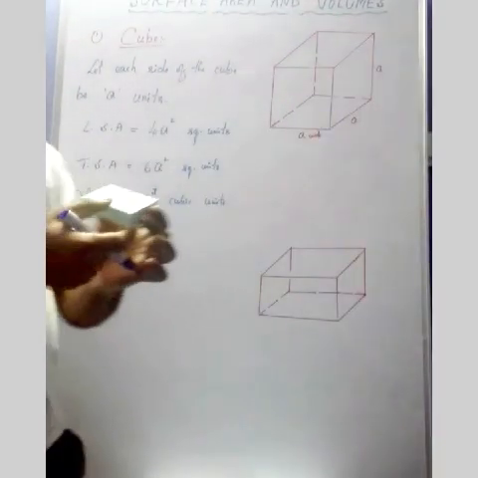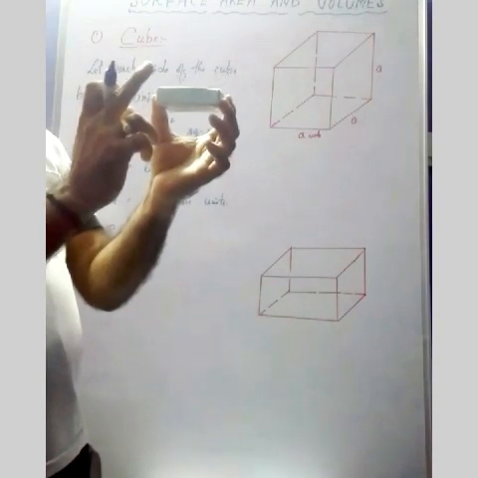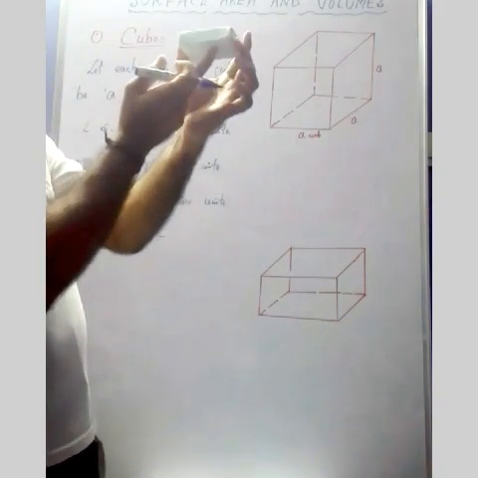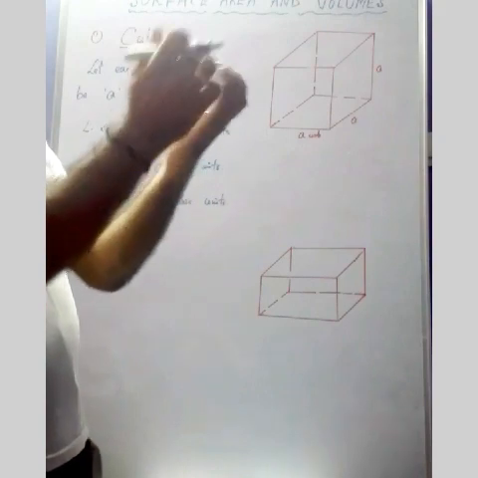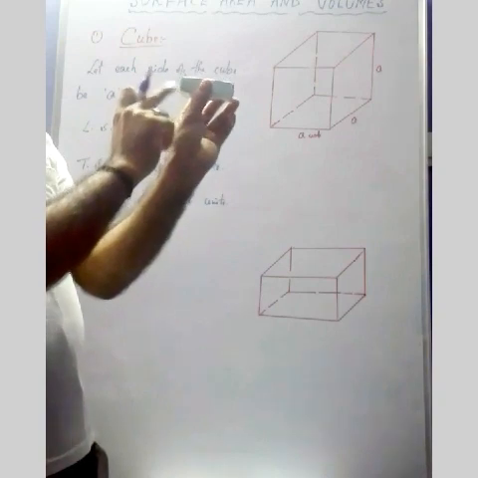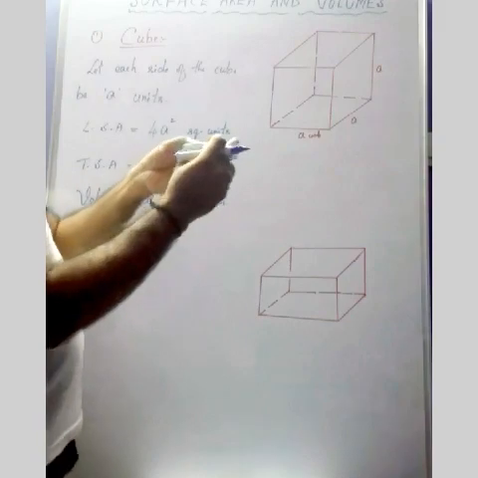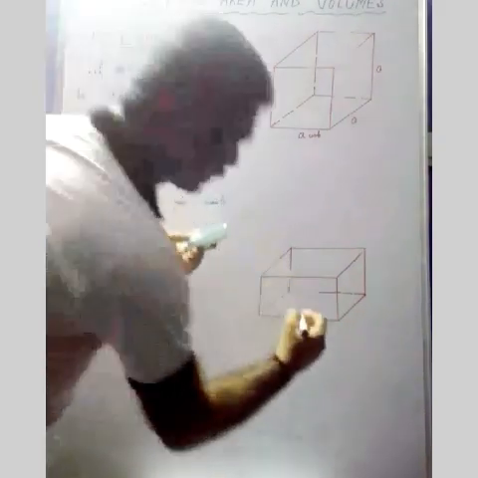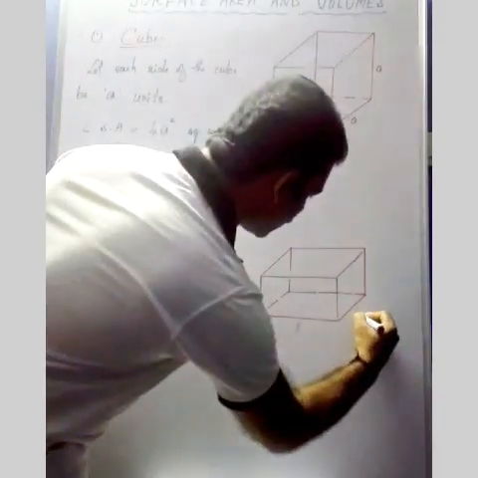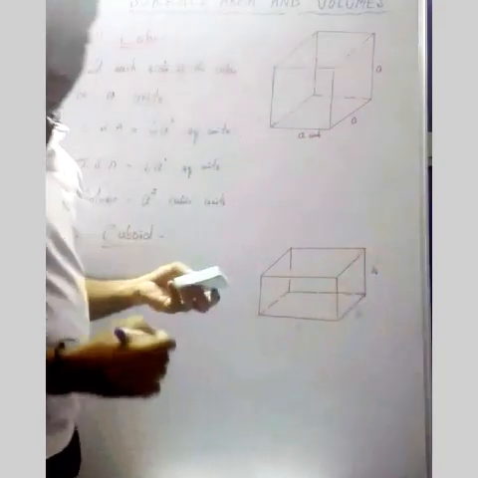When we consider the cuboid, the cuboid has six faces, and only opposite faces are identical. That is the top and bottom, that is the first face and its opposite face, then the second face and its opposite face. The opposite faces of the cuboid are identical. Let us consider that is the length l, that is the breadth, denoted by b, and that is the height, denoted by h.